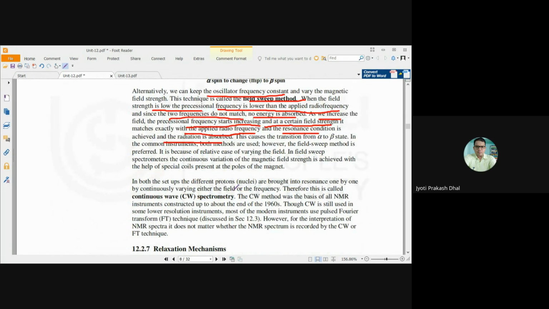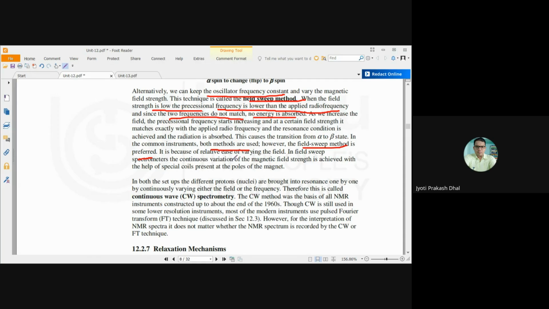So when radiation is absorbed, this causes a transition from the alpha to the beta state, and in common instruments both methods are used. That means both the frequency sweep method and the field sweep method are used. However, the field sweep method is preferred. Field sweep method means we have to fix the radio frequency region. Only we will change the value of the applied magnetic field, B naught.